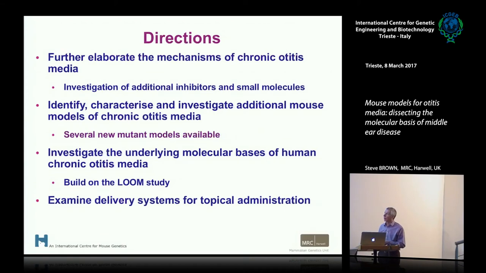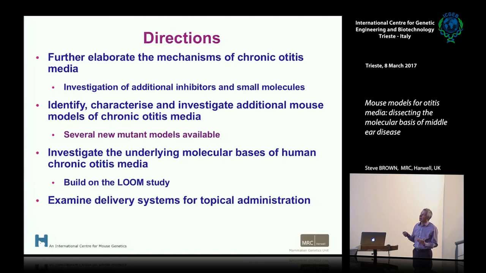So the future directions, and I'm running a bit out of time, so I might curtail the other bit of my talk and leave it here, is that we want to further elaborate the mechanisms of chronic otitis media. We obviously need to look at additional inhibitors, small molecules. This is very important, and I'll just mention this again at the end.